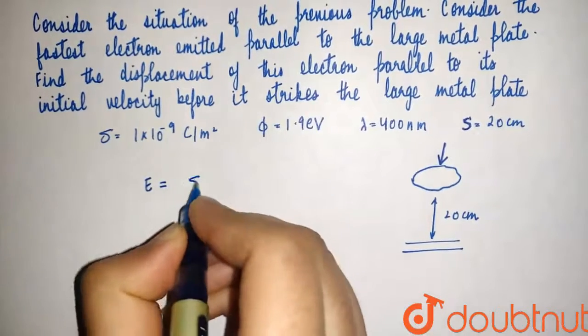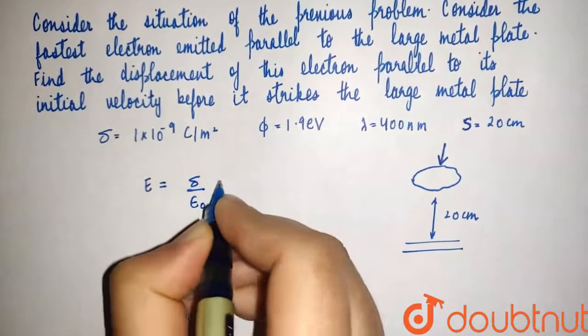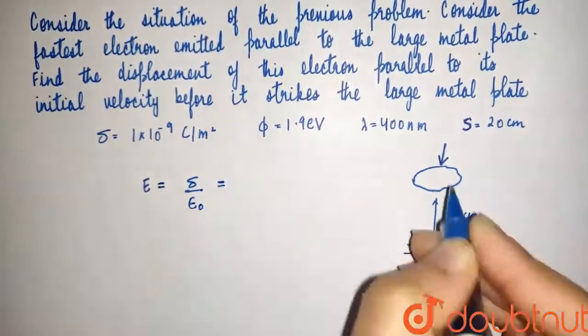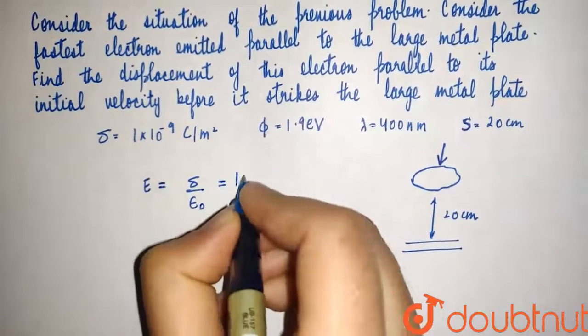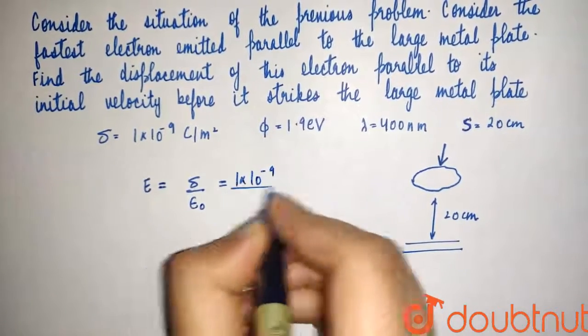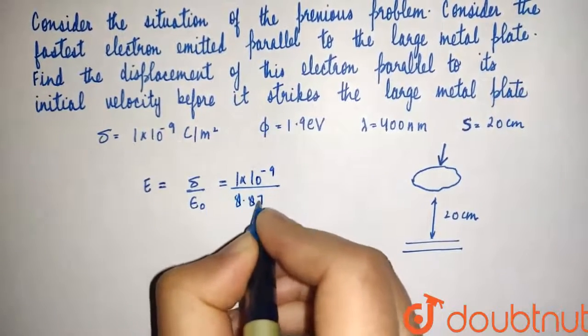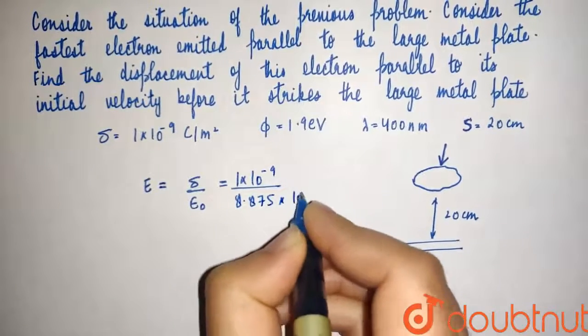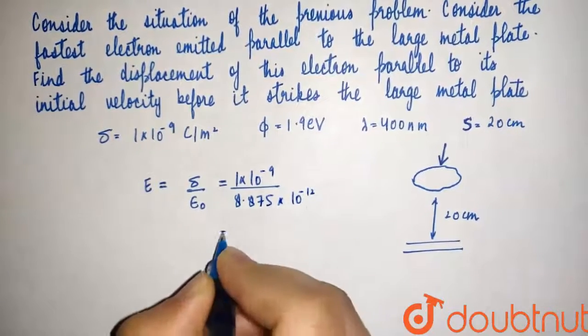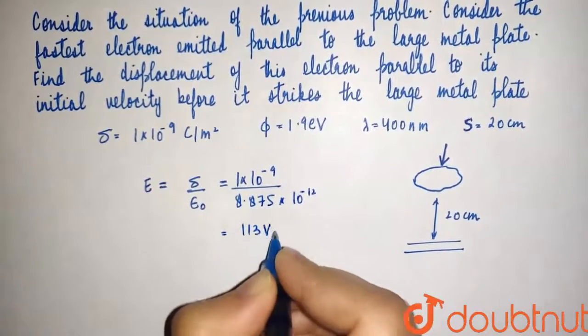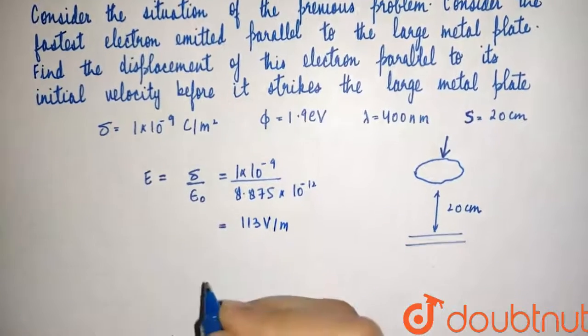So E is equal to sigma by epsilon naught, which is a constant electric field. Sigma is 1 into 10 to the power minus 9. Epsilon naught is 8.875 into 10 to the power minus 12. This comes out to be 113 volt per meter. This is our electric field.